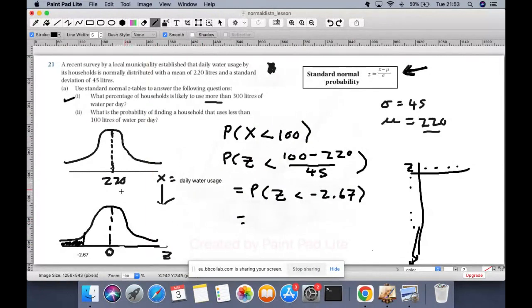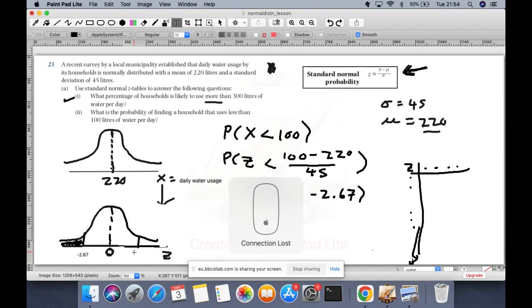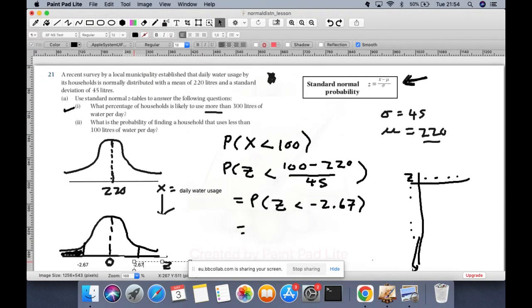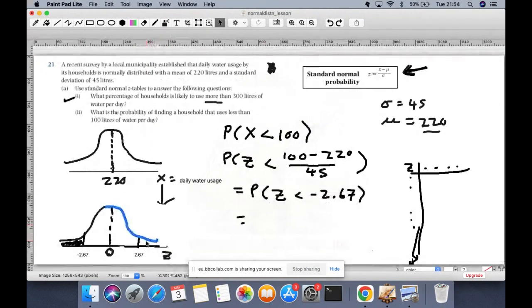So remember what I told you, that this curve is symmetric. So if you found the area on the left of minus 2.67, then equivalently the mirror image would be positive 2.67 on this side, and that is the same area that I'm interested in. And the reason why I'm going to the positive side is because the tables you'll be given for your exam and your assignment only deal with the positive numbers.